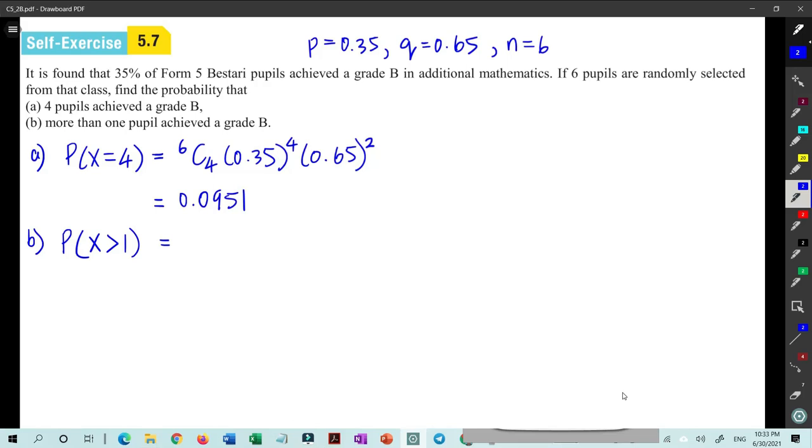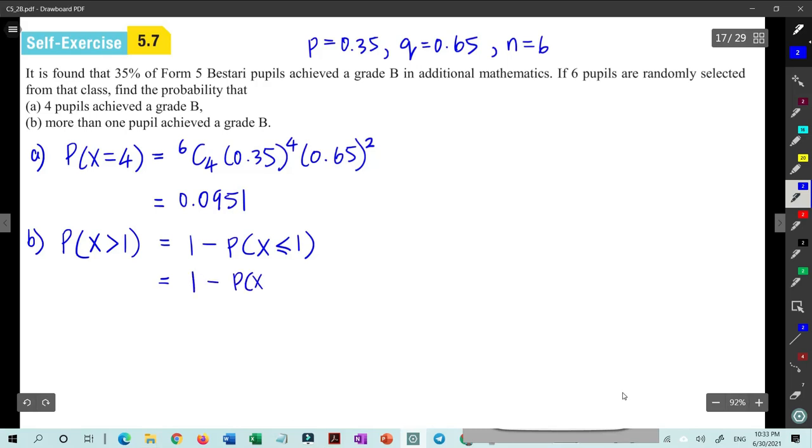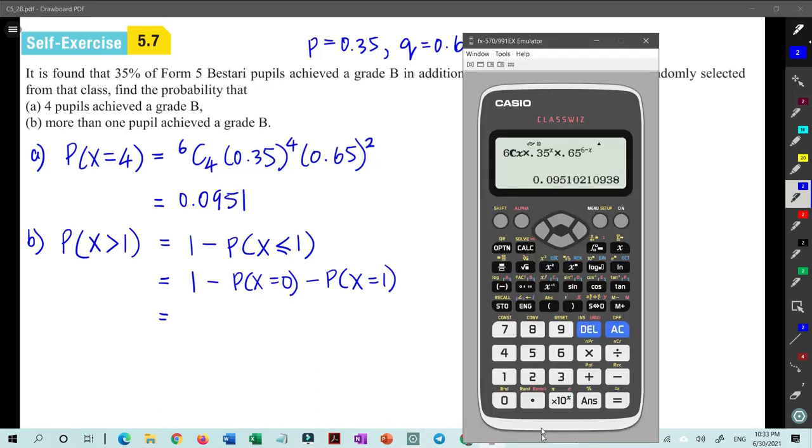alternatively we can just write 1 minus P(X less than or equal to 1). Okay, so by doing so, we just need to find P(X = 0) and P(X = 1), and then we subtract from 1. So this is a much easier way of answering this question. Okay, let's find the value for P(X = 0) and P(X = 1).